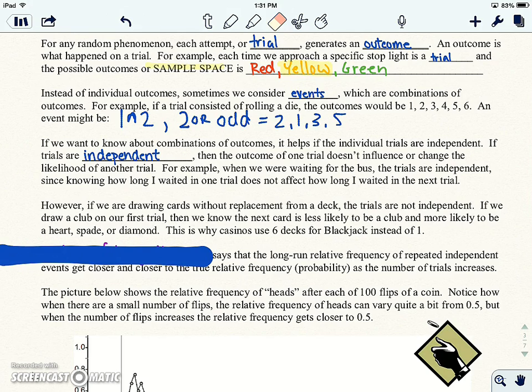However, here's one that is always dependent. If we are drawing cards without replacement from a deck, the trials are not independent. If we draw a club on the first trial, then we know the next card is less likely to be a club and more likely to be a heart, a spade, or a diamond. This is why casinos use 6 decks for blackjack instead of 1. It prevents people from keeping track of which cards they've seen and betting smarter.